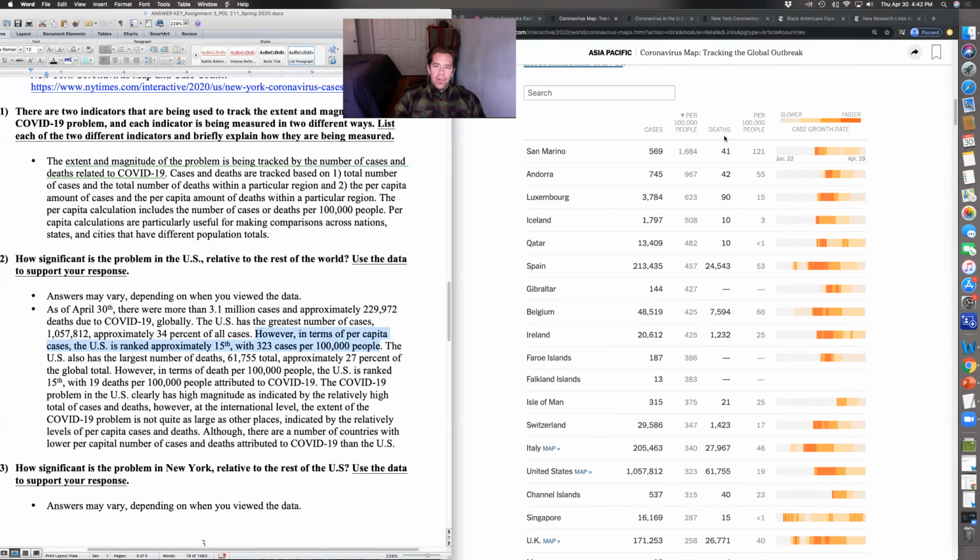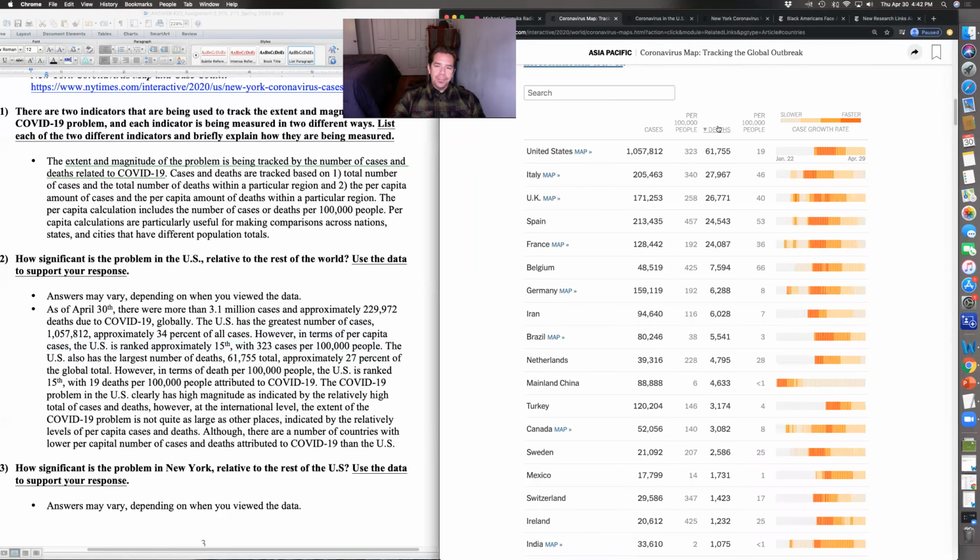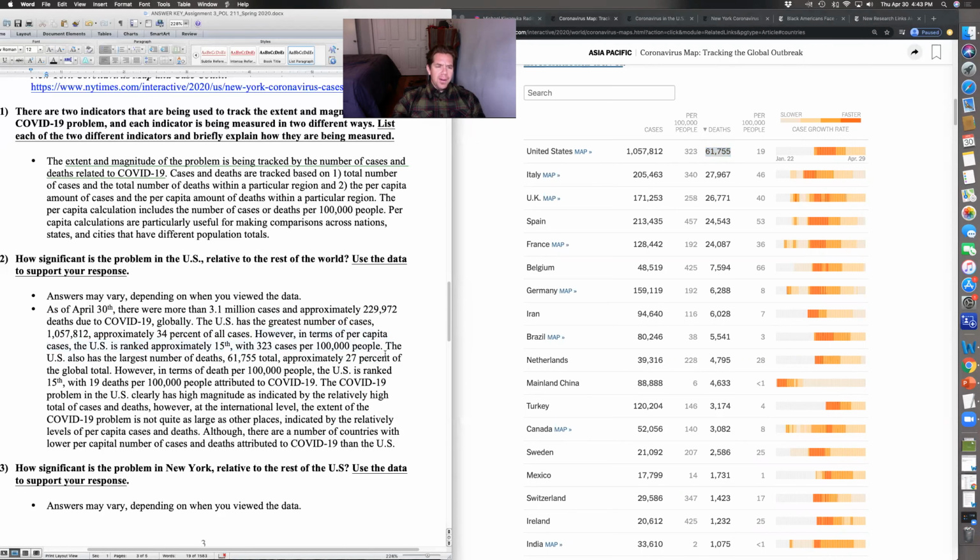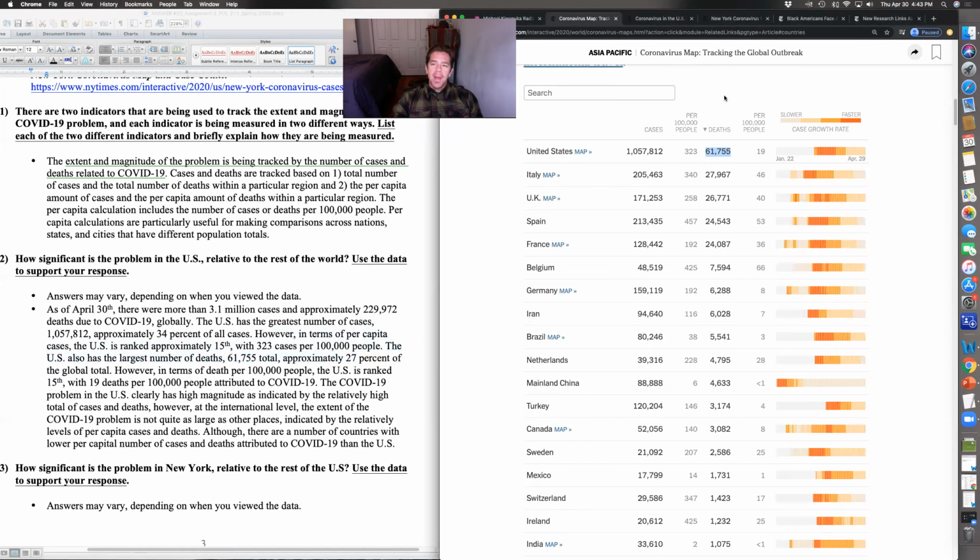So next I want to move over to deaths. If you click on this, it'll resort. But you can see when you resort based on total deaths, the US pops back up to the top. So the US leads the world in terms of total number of deaths. And I broke this down here. Total number of deaths, 61,000 plus. Approximately 27%. So more than 1 out of 4 deaths attributed to COVID-19 have been in the US. So a quarter of deaths linked to COVID-19 have occurred in the US. So again, the US is at the top there in terms of total deaths.